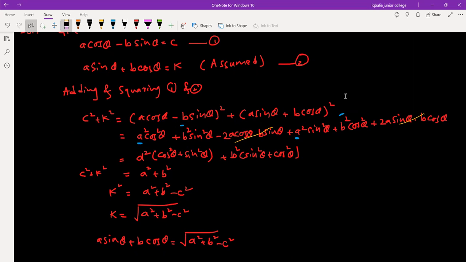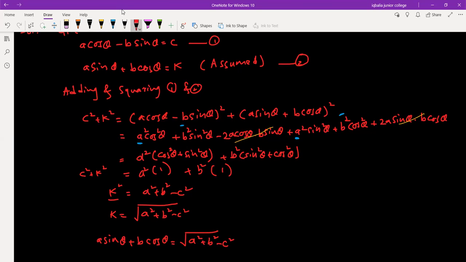Okay, let me write it clearly. Here A square times 1 plus B square times 1. Now just take all the terms on the left hand side and right hand side. So here I will have K square is equal to A square plus B square minus C square.